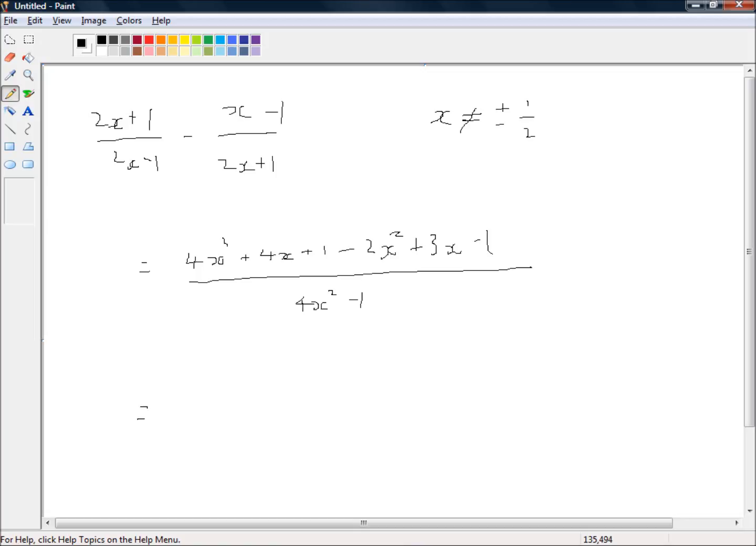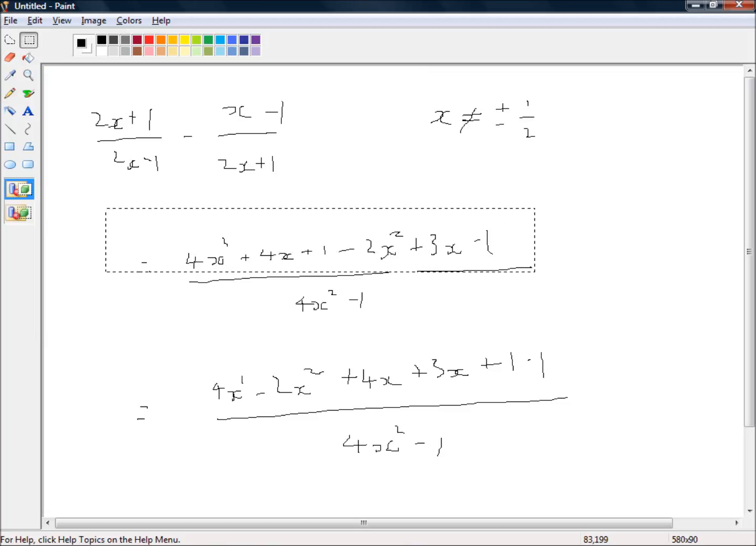So now we just simplify the numerator. And in fact I'm going to gather like terms. So that's 4x squared minus 2x squared, plus 4x plus 3x, plus 1 minus 1. And all that's over 4x squared minus 1.